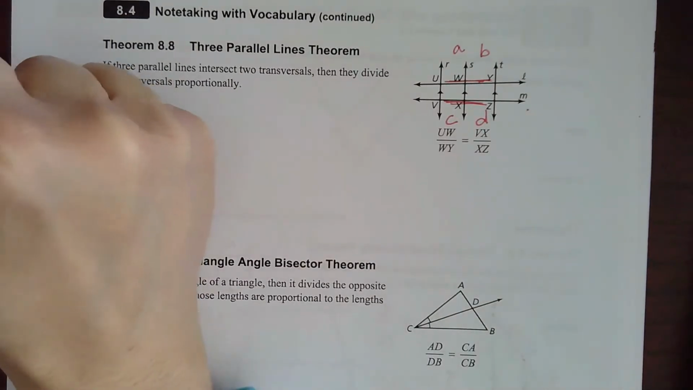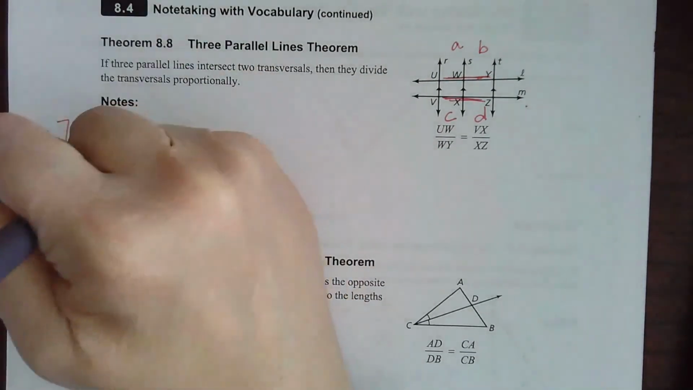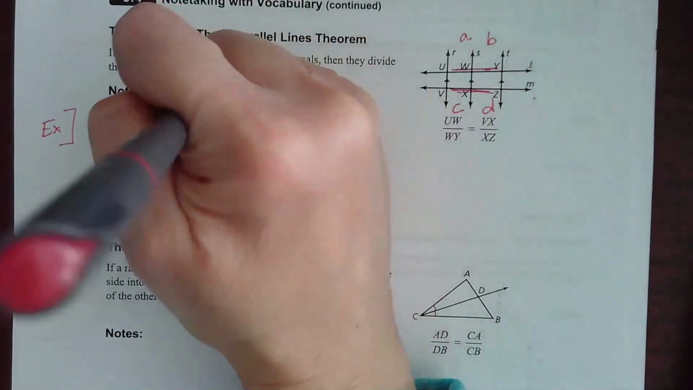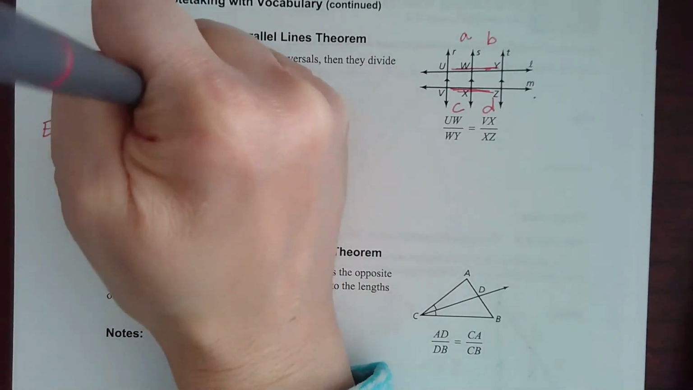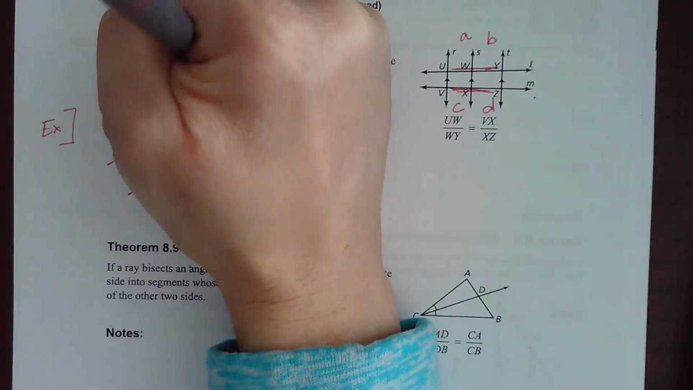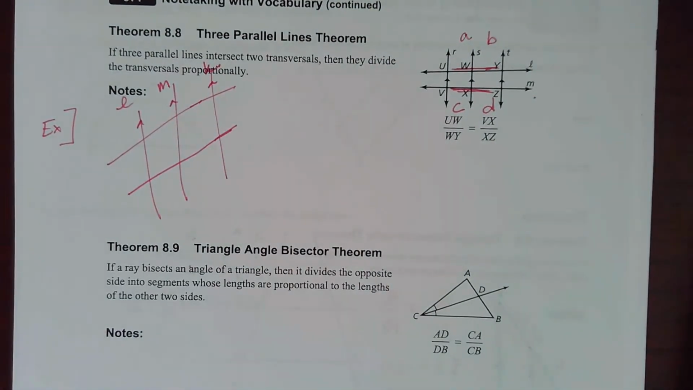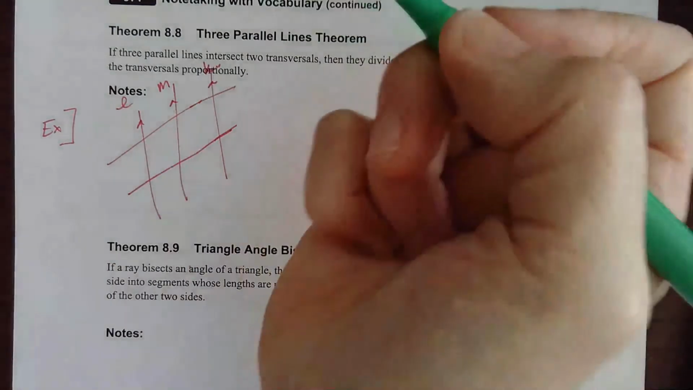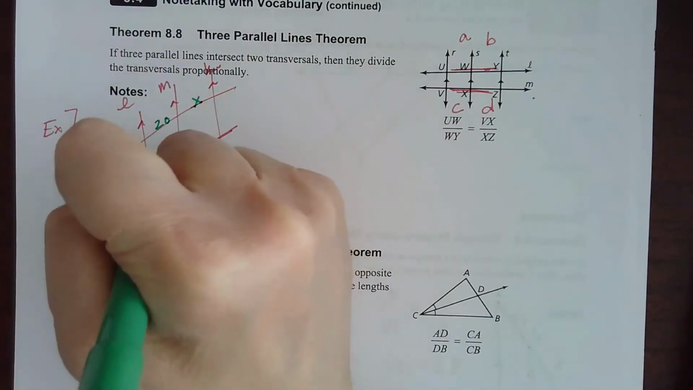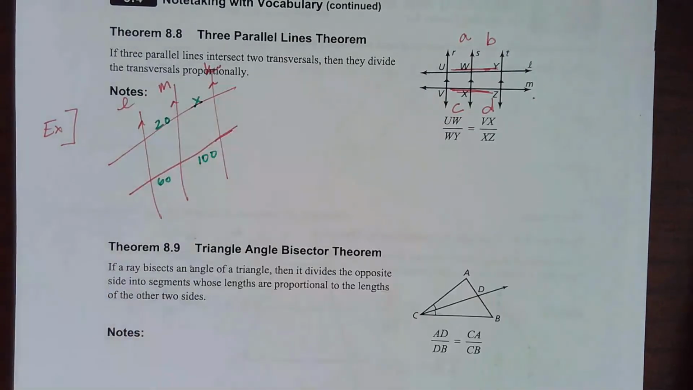So again, an example of what you might see, you'd be given a couple transversals, you'd be given three parallel lines. So I have to show that they're parallel. We'll call them, I don't know, L, M, and K. I'm going to show you that this side here is 20, this side is X, this side is 60, and this side is 100. So if three parallel lines intersect two transversals, then they divide the transversals proportionally.